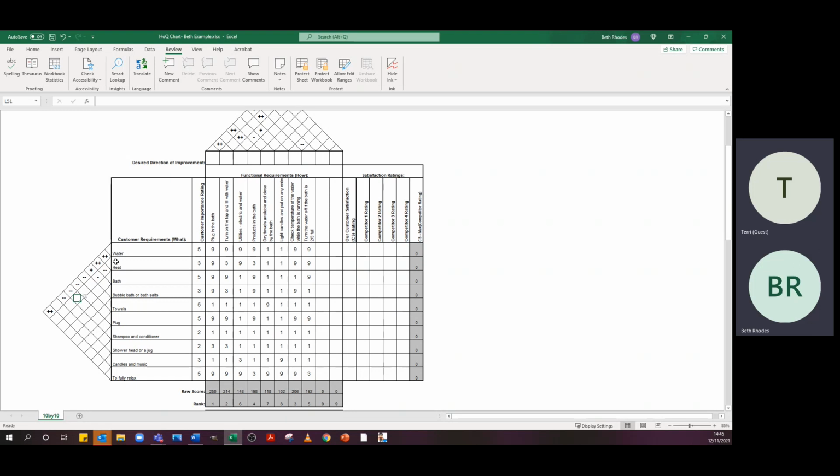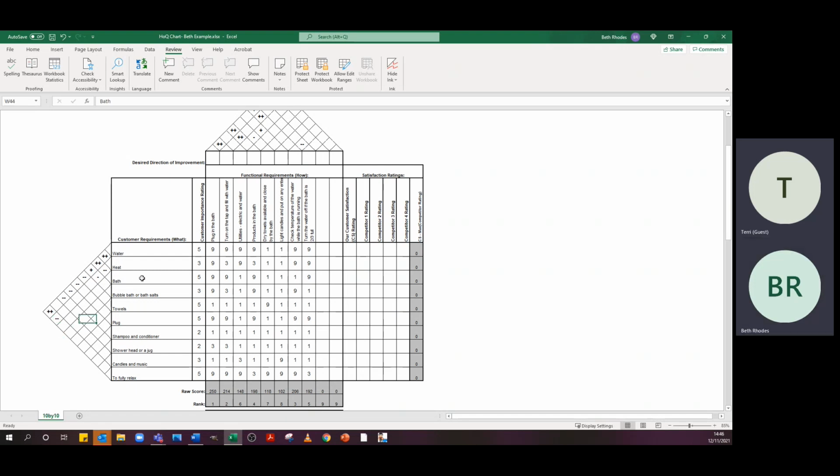So now let's think about heat against the shower head or jug. Not important. Heat against candles or music. Not important because we're talking about the heat of the water. Heat against being fully relaxed. Super important. I mean, you do not want a cold bath. And for me, the cold bath would far outweigh the hot bath. So it's definitely a double negative.